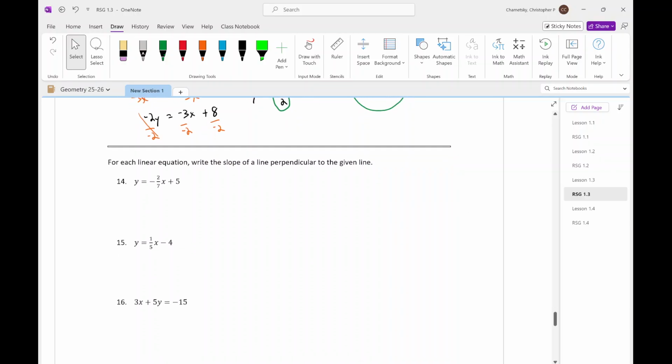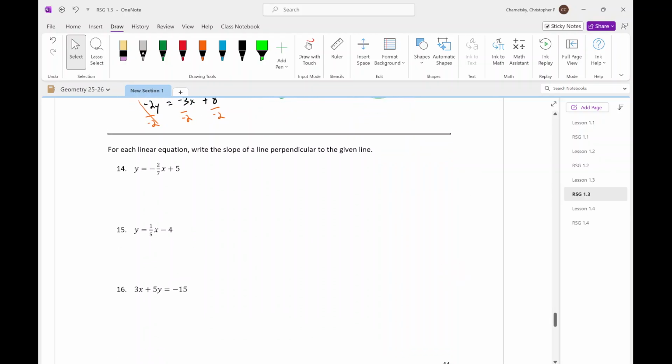For each linear equation, write the slope of a line that is perpendicular. So same thing, we're going to be looking at the slope. Except that for perpendicular, that's opposite reciprocal. So we need to flip it and change the sign. So the slope for number 14 of a perpendicular line would be positive 7/2.